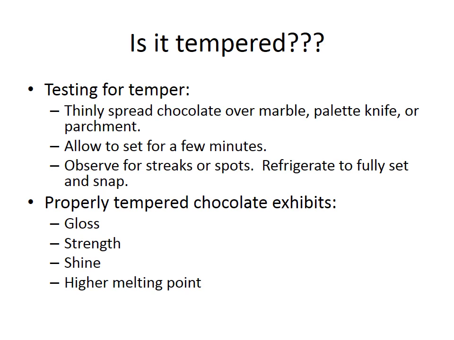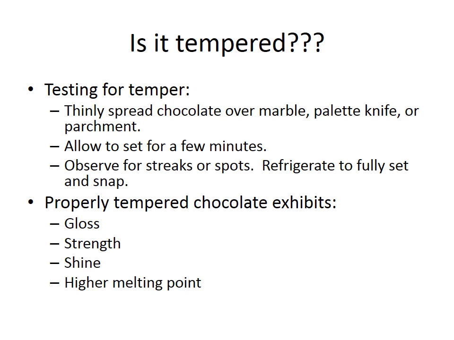We take our chocolate and thinly spread it over marble, or dip the edge of our palette knife or parchment in there and let it set. See if it has spots, see if it has streaks as it sets, or see if it's nice and glossy and smooth. I like to use parchment paper just because it's a little easier to peel it off to see how well your temper looks, but we can take it and just spread it very thinly over the marble and see if it sets, and it'll temper as if we're making chocolate fans or chocolate cigarettes, or we can dip our palette knife in, either way.